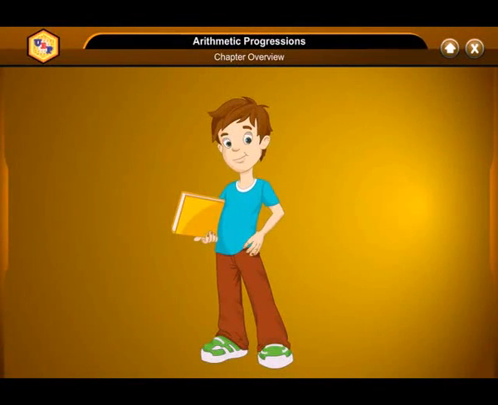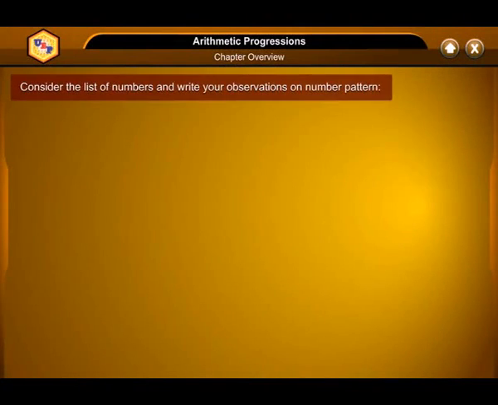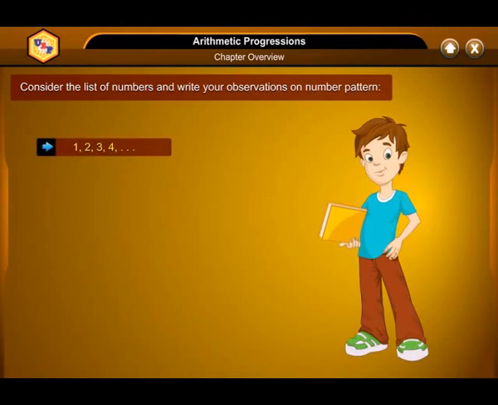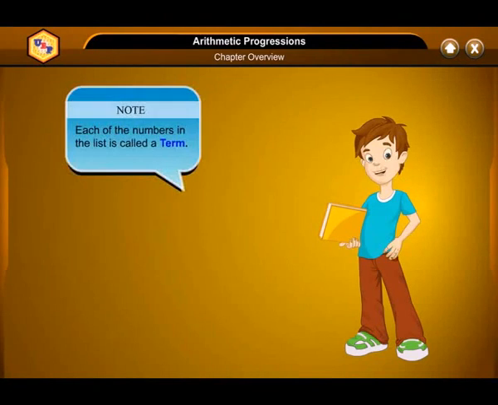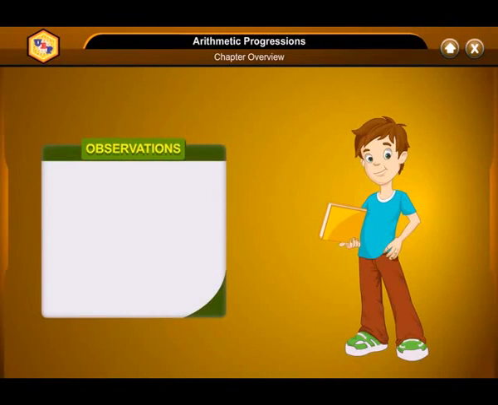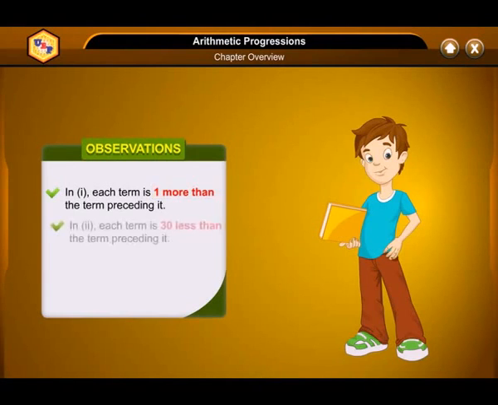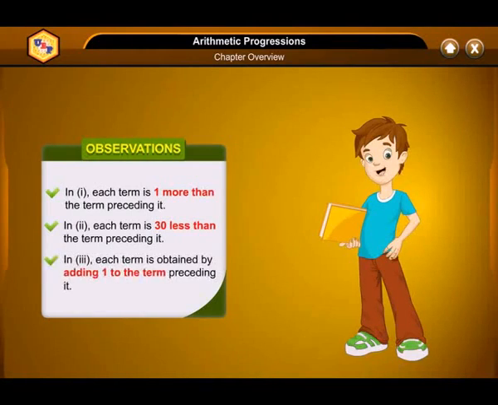Arithmetic progression, an introduction. Consider the list of numbers and write your observations on the number pattern. 1, 2, 3, 4; 100, 70, 40, 10; minus 3, minus 2, minus 1, 0. Note, each of the numbers in the list is called a term. Observations. In 1, each term is 1 more than the term preceding it. In 2, each term is 30 less than the term preceding it. In 3, each term is obtained by adding 1 to the term preceding it.